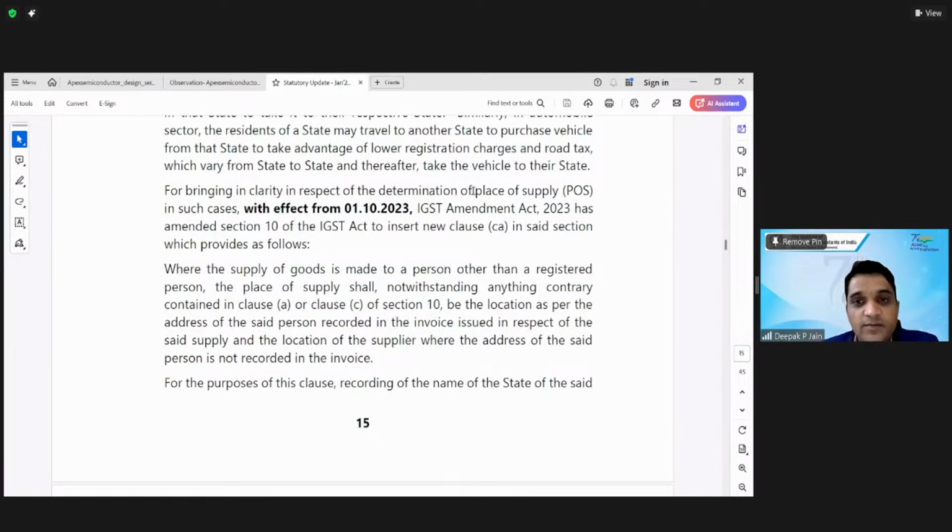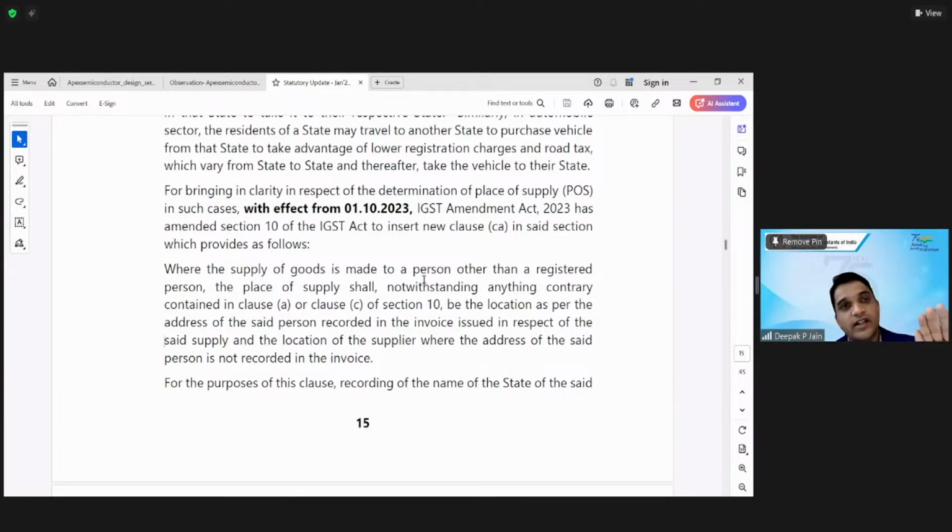For bringing in clarity in respect of determination of place of supply, with effect from 1st October 2023, the IGST Amendment Act 2023 has amended Section 10 and inserted 10CA. Okay, so there is one new section called 10CA, which states as follows. With effect from 1st October 2023, where the supply of goods is made to a person other than a registered person, the place of supply shall, notwithstanding anything contained in A, C, like generally in A we see where the goods are terminated. So it says notwithstanding, so you have to ignore that in this particular case, where the supply of goods is made to a person other than a registered person.